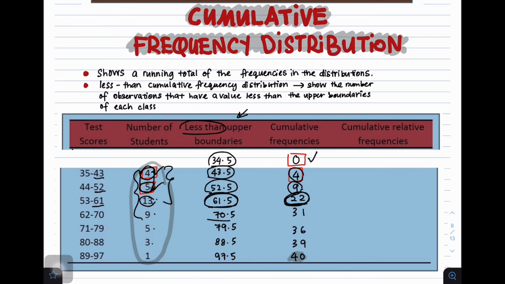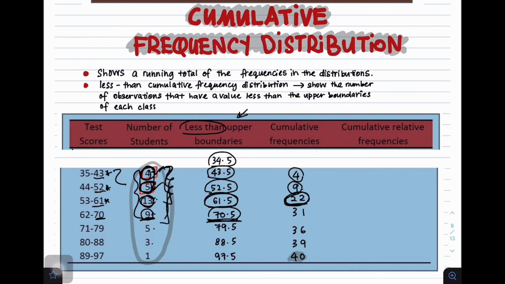Next, kurang daripada 70.5. So kurang daripada 70.5, start daripada ini. 9 tambah 13 tambah 5 tambah dengan 4. Kenapa kita kata dia semua ni kurang daripada 70.5? Sebab data ini sampai 70 je. So dia kurang daripada 70.5. Yang ini pun kurang daripada 70.5. That's why we need to sum all the frequency together. Okay, and then we have the cumulative frequency here, and this one represents the less than cumulative frequency.